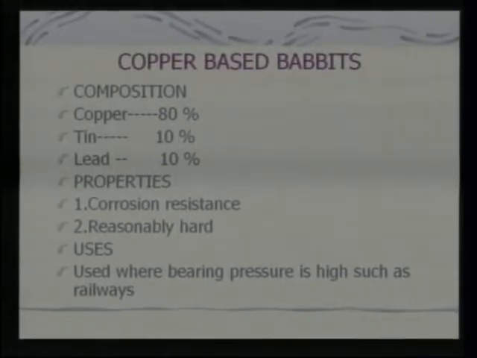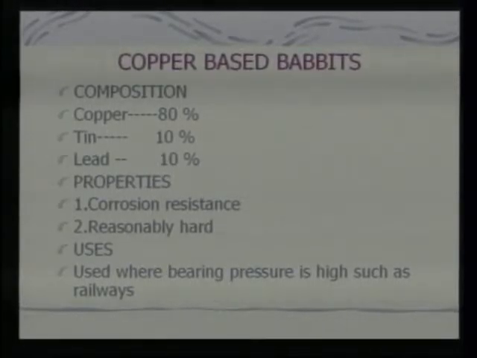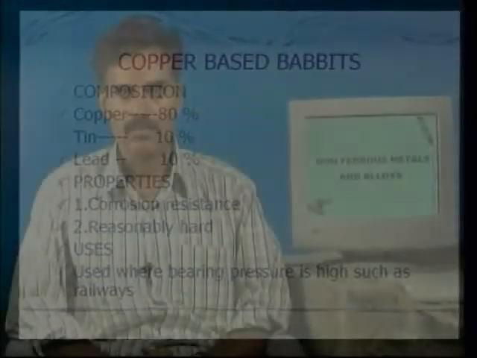Copper based babbitts: composition is like this: copper 80%, tin 10%, lead 10%. The properties are like this: corrosion resistance, reasonably hard, that is, it is not going to get any abrasions when subjected to load or abrasion. Uses are like this: used where bearing pressure is high, such as railways.